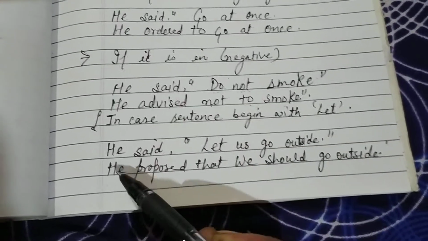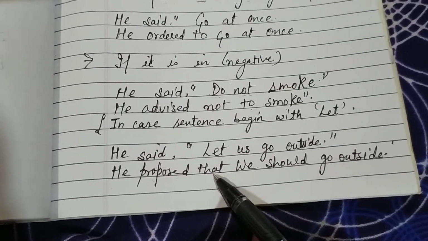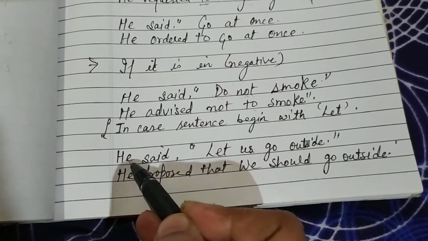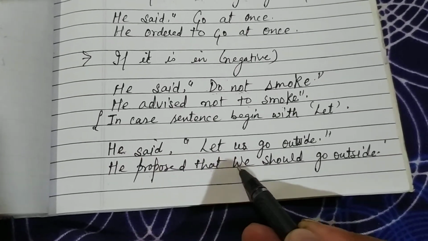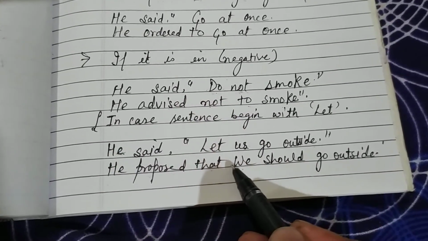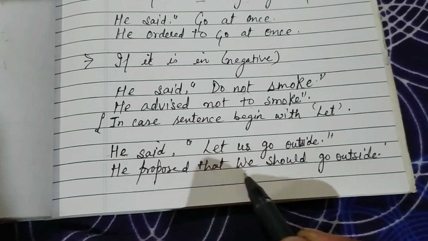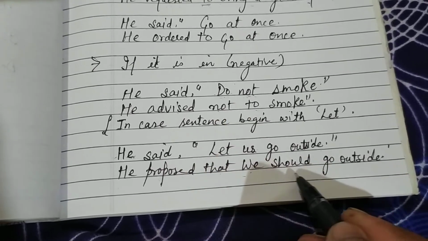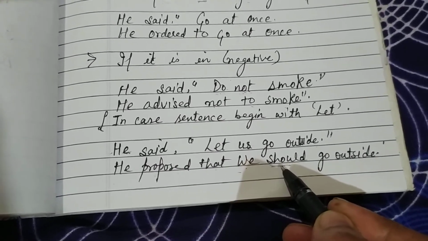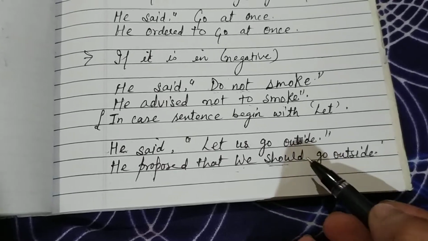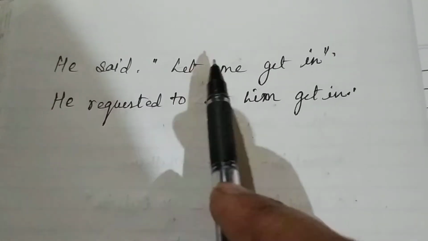In case of let us, he proposed, we use the conjunction that, then this us will change. Us is first person, so change according to the subject. If the subject is singular, we will write we. If it is plural, we have to write they. This is the only confusing part. This let will be removed and in the place of let we write should. We learned in passive voice also that most of the time let and should work in the same way. We should go outside.